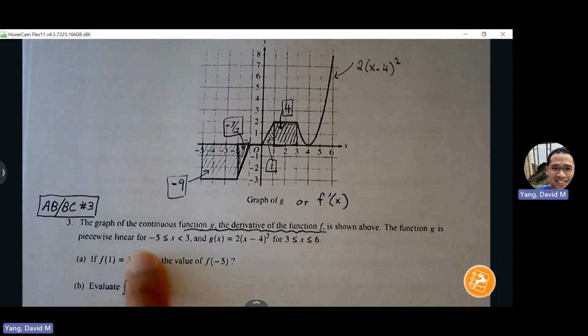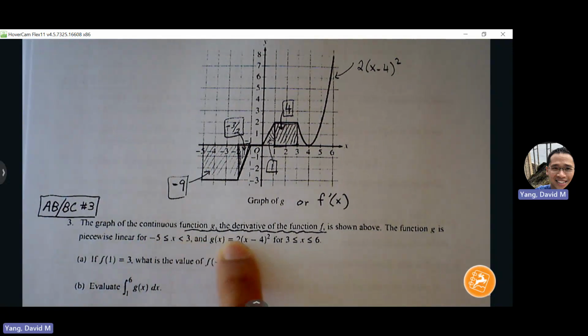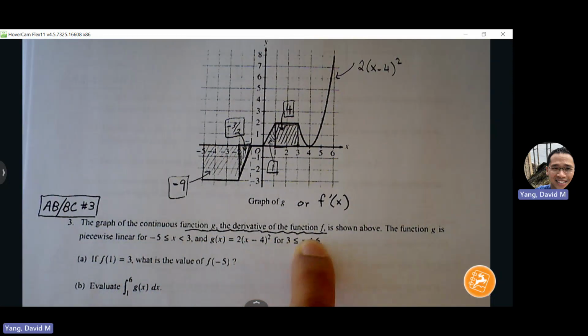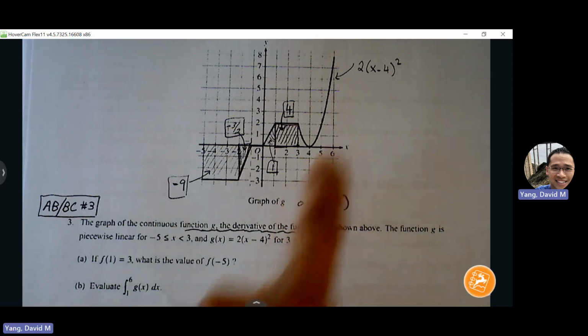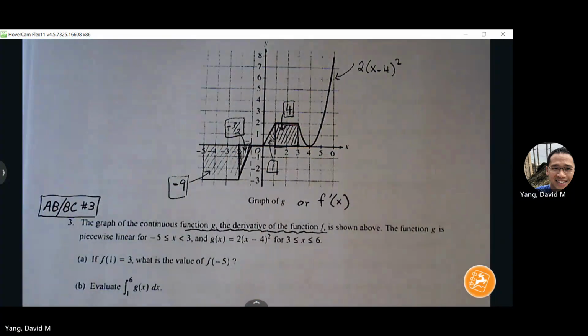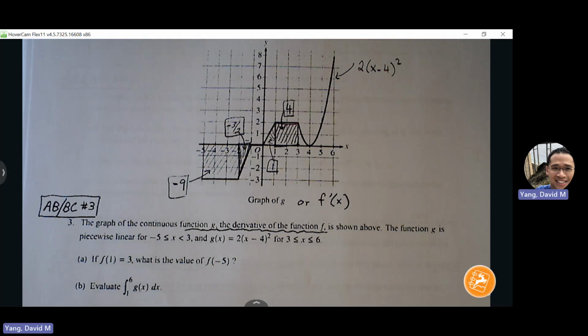Okay. We have the graph of continuous function g. G is the derivative of function f, so we can also call this f prime. Function g is piecewise linear from -5 to 3. And then g is going to pick up with the parabola.